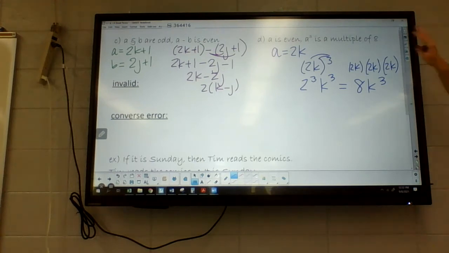So we know that anything to the third power, if it's an even number, is always going to be a multiple of 8. Kind of strange that we can know that for sure, but this is how we can show that, rather than just using specific examples.